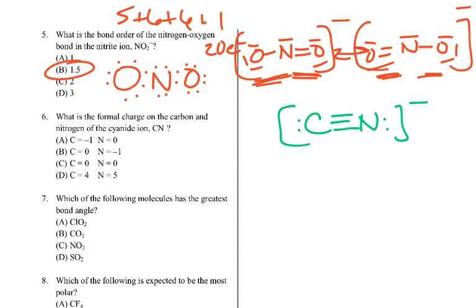On the carbon, you usually have 4 valence electrons. On nitrogen, you usually have 5. In this structure, I've got 1, 2, 3, 4, 5. And the nitrogen, same thing, 1, 2, 3, 4, 5. So on the nitrogen, I have a formal charge of 0. On the carbon, I have a formal charge of -1. So what is the formal charge on the carbon and nitrogen in the cyanide? Carbon -1, nitrogen 0. That looks like answer A.